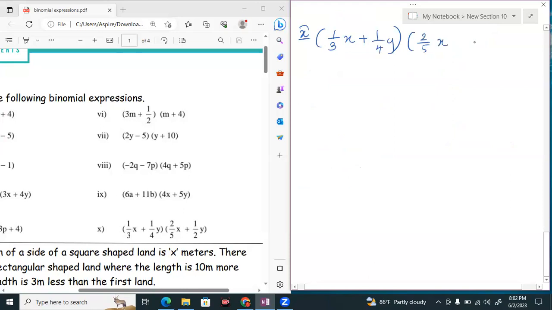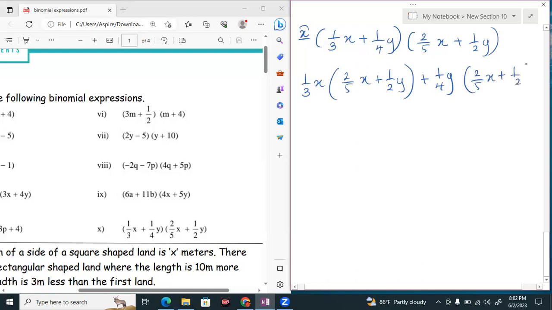2/5 times x add 1/2 y. Then 1/4 here. Actually, this will be a bit difficult as we have to do the addition, multiplication, all those things with fractions. But if you have done it correctly, that means very clearly, then you can get an answer.